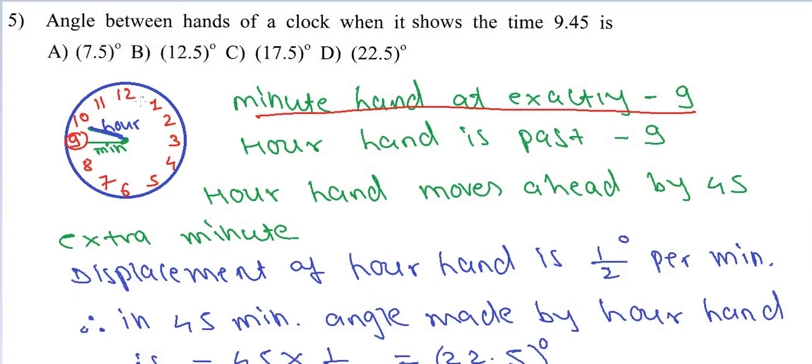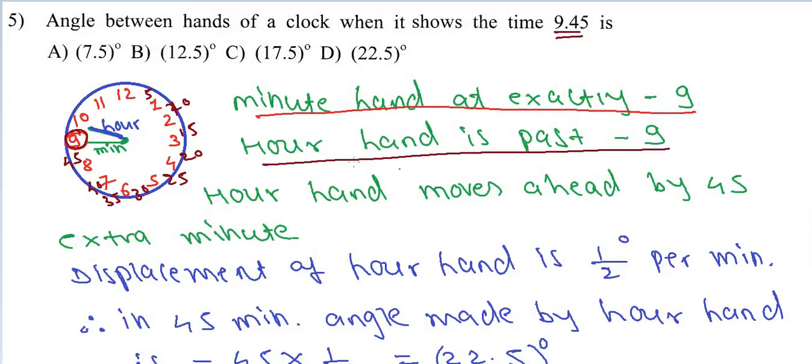Now have a look at the diagram. Let us start from 12: 5 minute, the next 10 minute, next 15 minute, 20 minute, 25 minute, 30, 35, 40 and 45. So after 45 minutes, minute hand is exactly at 9, and now 9:45. So at 9:45 when minute hand started from 12, the hour hand was exactly at 9, but by the time minute hand has completed 45 minutes, hour hand has moved past 9.